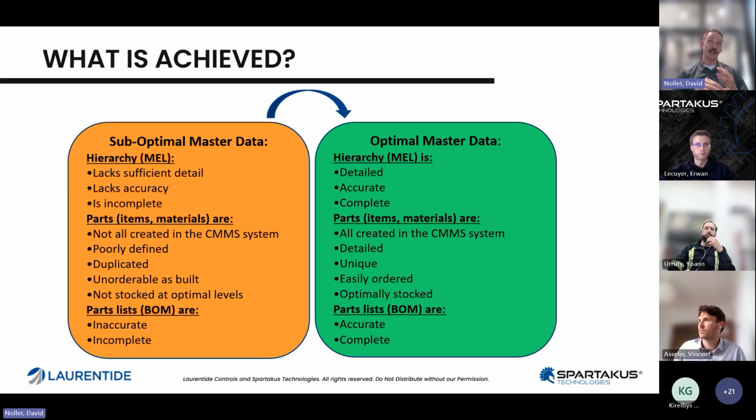So now they're all in the CMMS. I can differentiate them clearly. They have a unique identification, a unique description as much as possible. I can order anything that's in there, and I am stocking them at the right level, which is kind of its own thing, but does overlap with master data. And finally, my bills of material, I can trust them. They're complete.